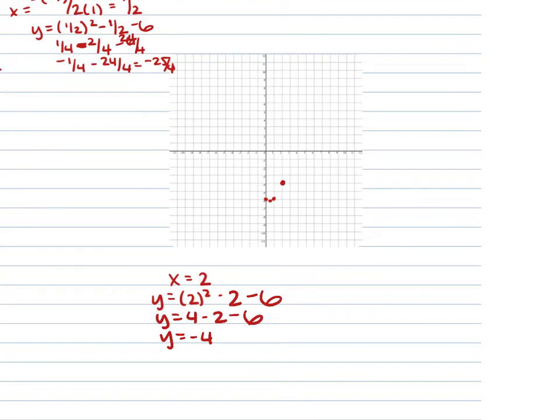We're going to mirror that on the other side. And then we're going to also try 3. So we're going to have y is equal to 3 squared minus 3 minus 6. 3 squared is 9, minus 3 is 6, minus 6 is 0. So that's going to be (3, 0). So again, we're going to mirror that onto the other side of our vertex.